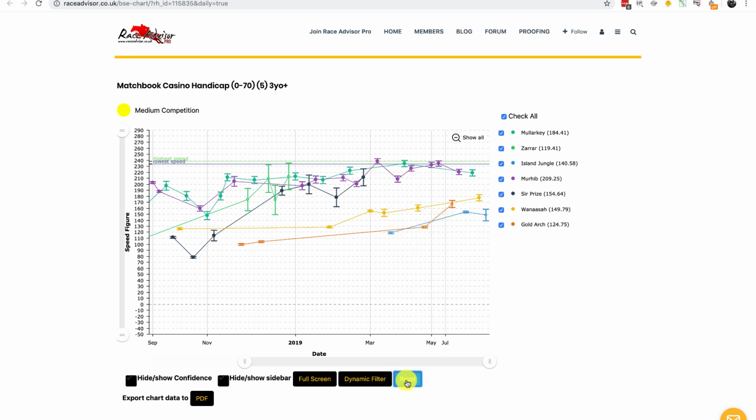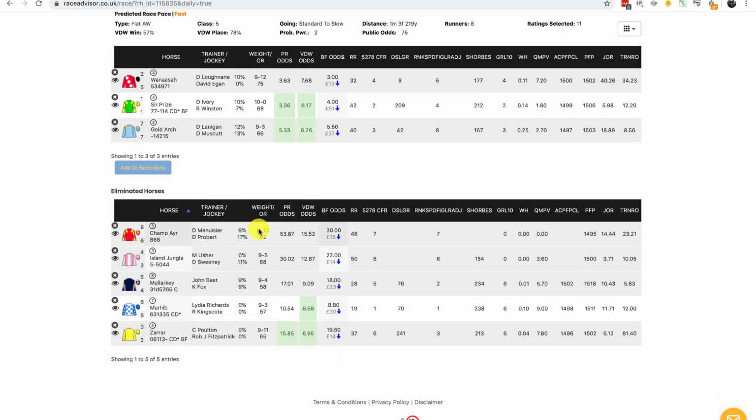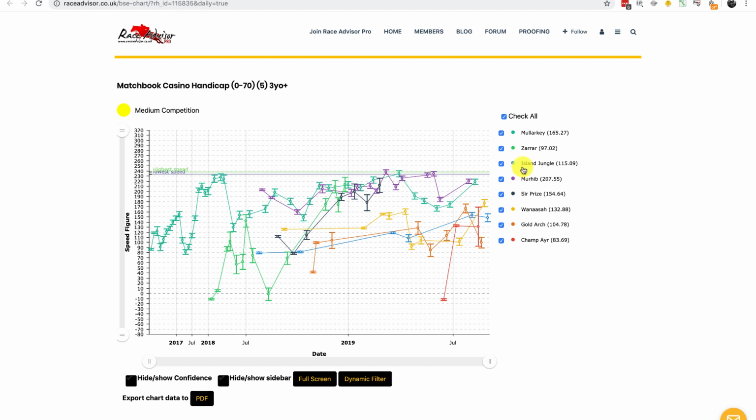Now finally, I'm just going to press the reset button and clear everything out, and this just gives us an overall view. I'm going to remove some of the higher odds horses from this graph. So I'm going to remove Champire and Island Jungle. Island Jungle has gone, Champire has gone.